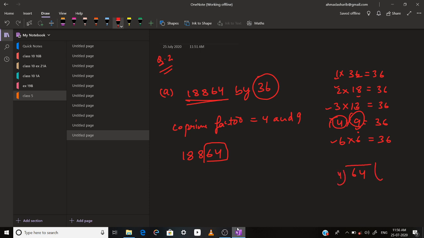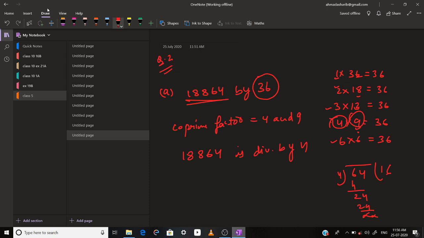Now 4 ones are 4, 4 sixes are 24. So yes, 64 is divisible by 4, so this whole number is divisible by 4. So we will write that 18,864 is divisible by 4. Okay, now we have to check the divisibility by 9.